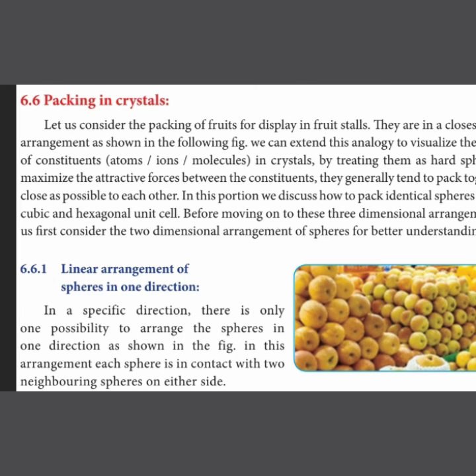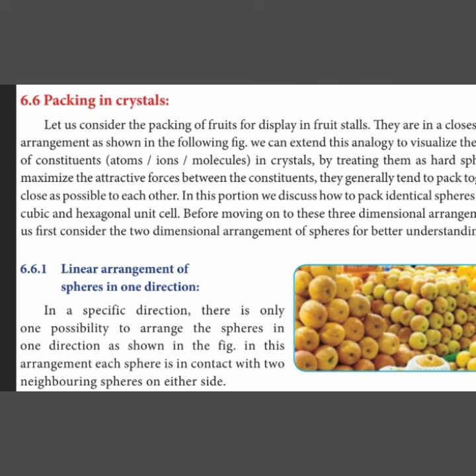First we are going to see the one-dimensional arrangement, that is, how the arrangement takes place in one direction. The first type is the linear arrangement of spheres in one direction. In a specific direction, there is only one possibility to arrange the spheres, either linear or vertical. There is only one type of arrangement. In this arrangement, each sphere is in contact with two neighboring spheres on either side.